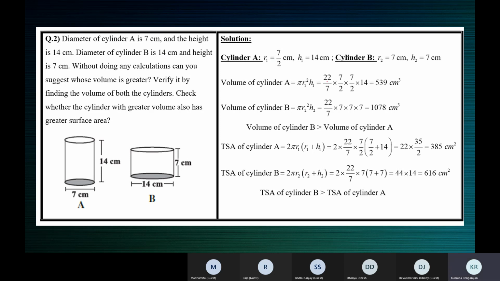You should cancel. Don't write 22/7 into 7/2, 7/2, 14 and write 539. You must simplify. 7 and 7 cancel. 2 ones are 2, 2 elevens are 22, then again 2 ones are 2, 2 sevens are 14. Now 11 into 7, 77. 77 into 7 is 539. Please work all that, children. I'll just get back in 2 minutes.